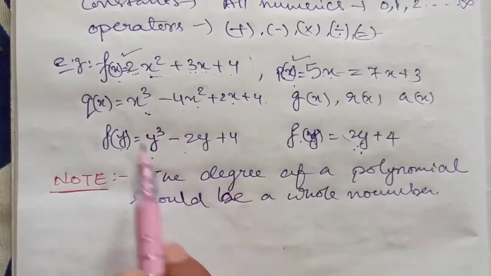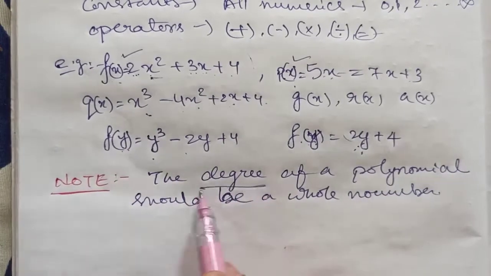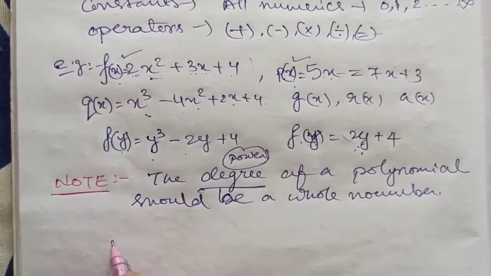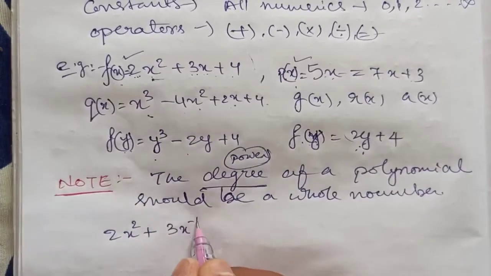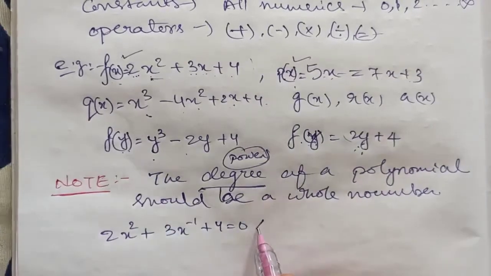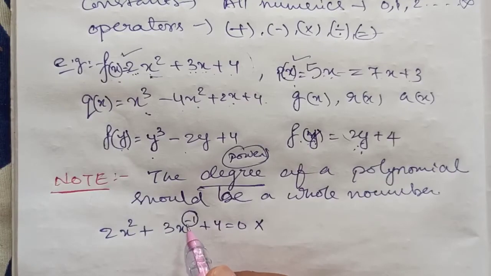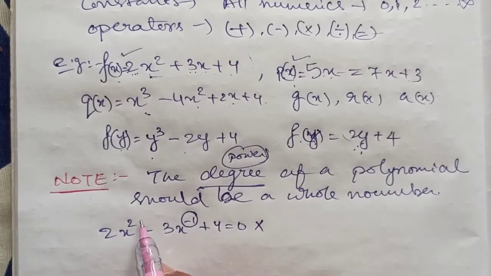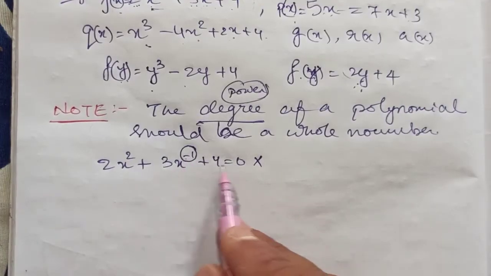The degree of all polynomials should be a whole number. What is degree? Degree means power. That means if I write a polynomial 2x square plus 3x minus 1 plus 4 equals 0, is it a polynomial? No, it is not a polynomial. Why? The degree is negative. The power should not be given with a negative sign. It should always be positive. Remember, if the power in the equation is given with a negative sign, it is not a polynomial.